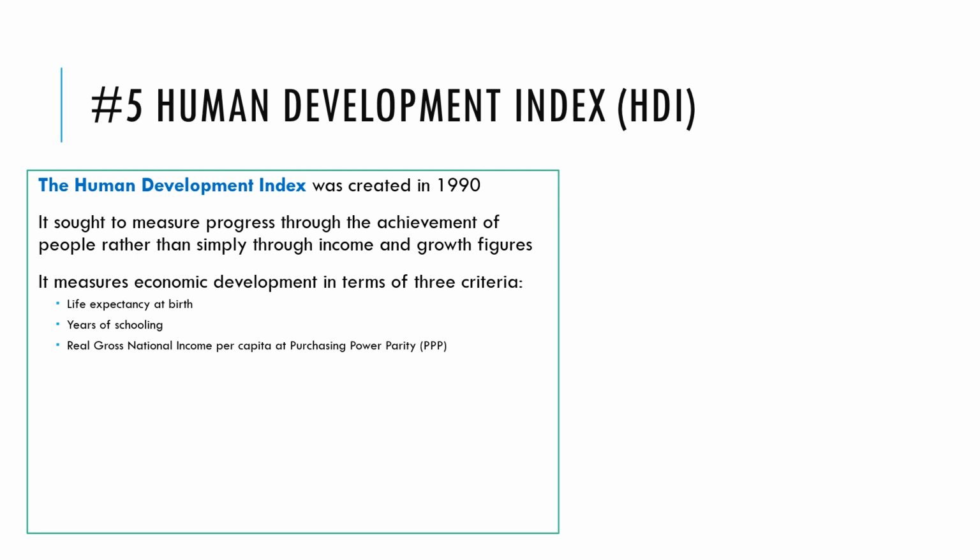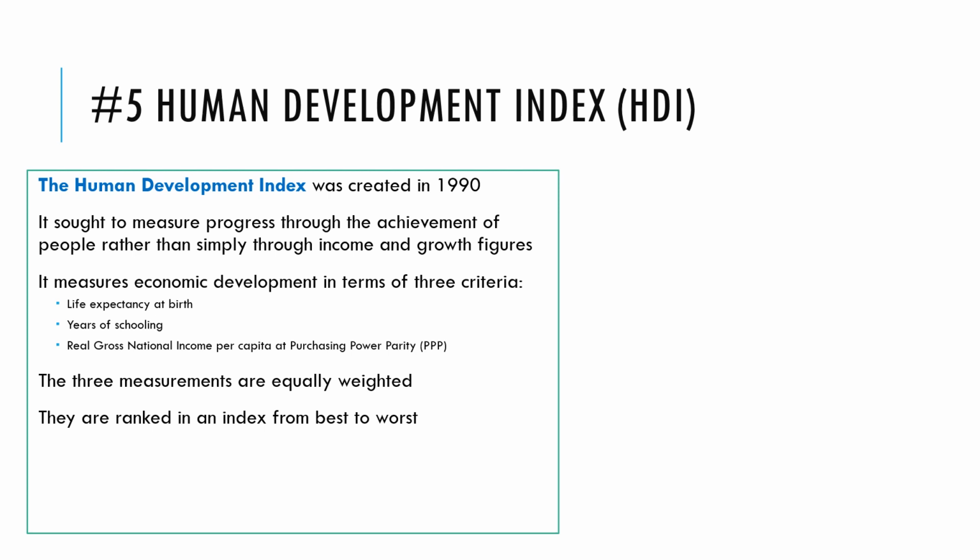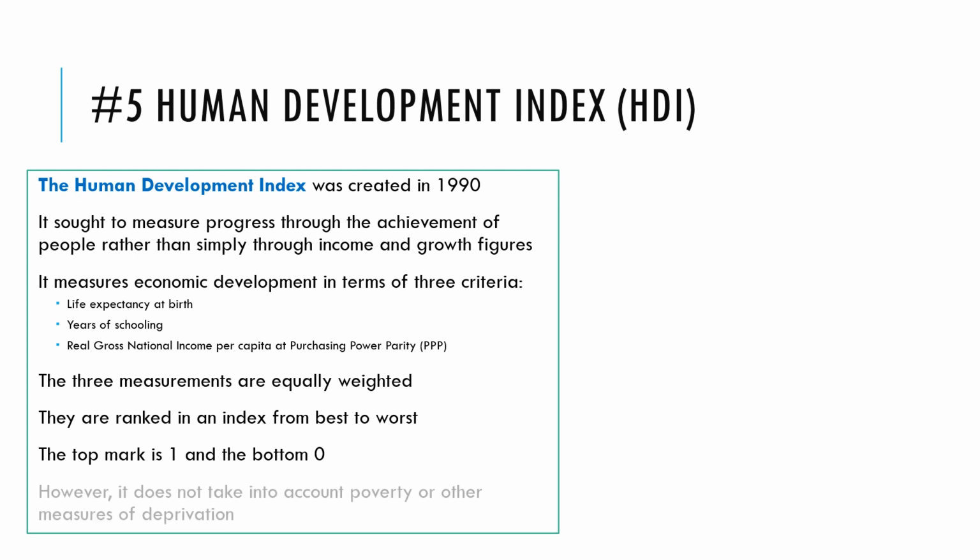So what is the income per person? What is the quality of the education? And what is the quality of the health? That's what they're trying to get out through these 3 measures. They're equally weighted, and an average is taken and an index is created. The countries can then be ranked from best to worst. The top mark is 1 and the bottom is 0. It doesn't take into account things like poverty or any other measures of deprivation, so it's not a complete answer, but it does give us a good idea of how developed an economy is.